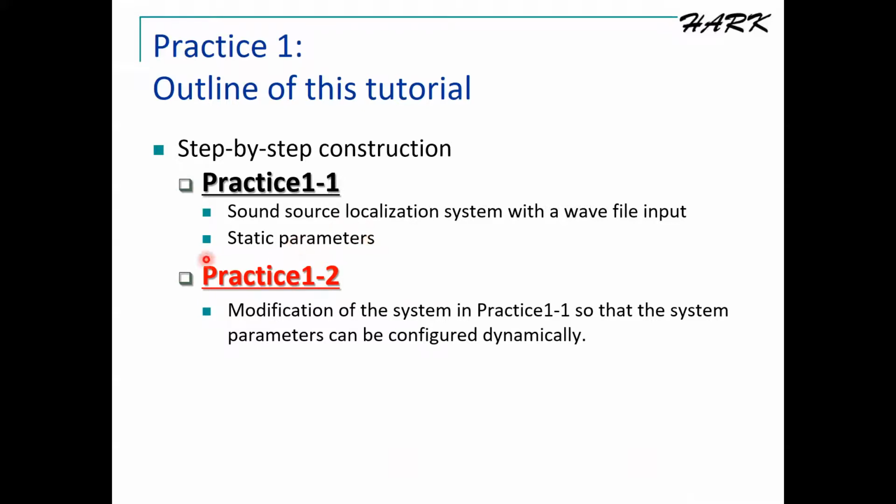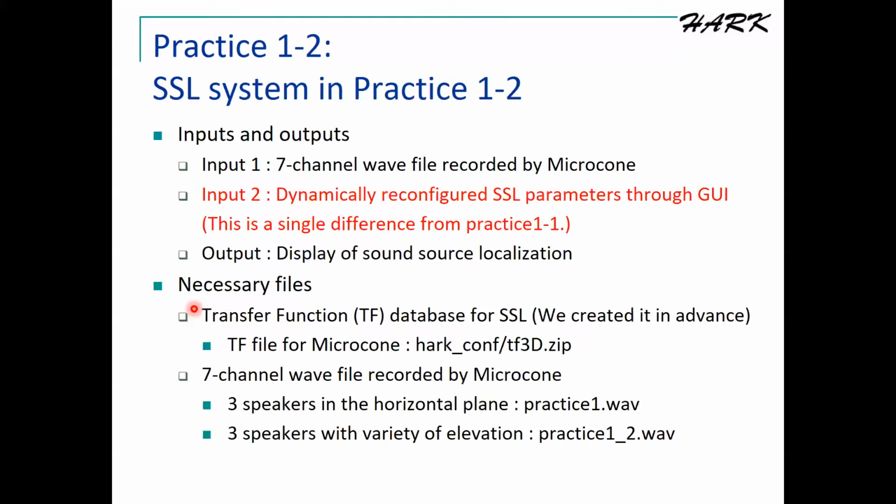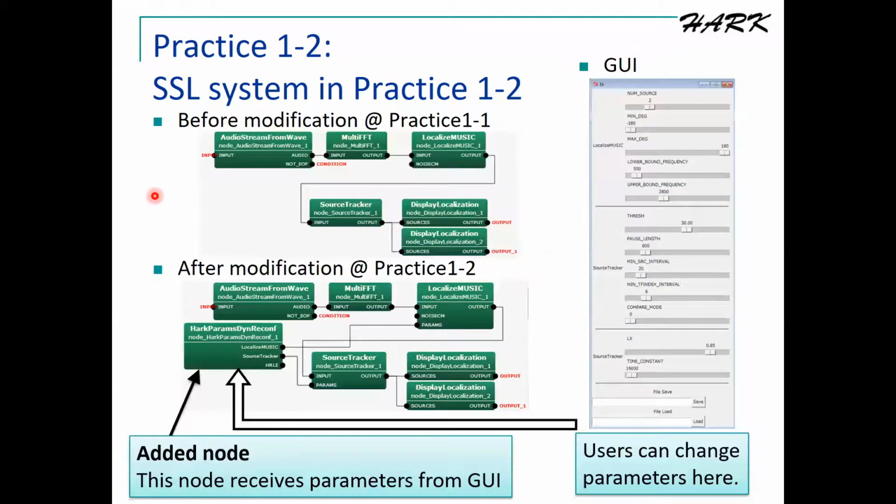I'd like to introduce practice 1-2, but if you have some trouble, please focus on your trouble. Practice 1-2 is about changing the parameters in practice 1-1, so you can easily catch up. It means modifying the parameters so that they can be changed dynamically. It is the same setting as before, but only this part will be added. By adding this node and connecting it to the 2 nodes, it will extend your network. I'll explain how to construct this network.